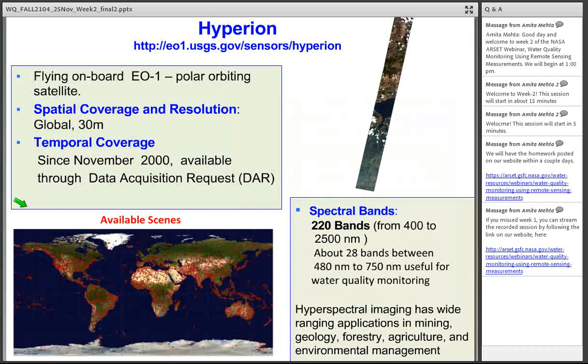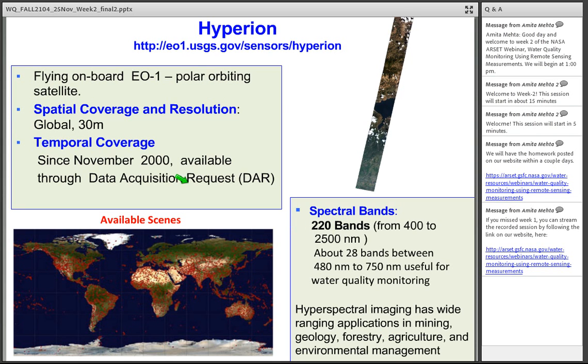So Hyperion, as shown here, a lot of information again can be obtained from this site, and just a swath is shown here. This has about 220 spectral bands, starts in the visible and then goes to infrared. There are about 28 bands between 480 to 750 nanometers, which are very useful for water quality monitoring. And these images are used for many applications because there are so many narrow spectra.